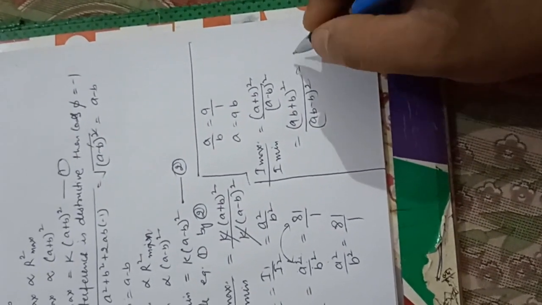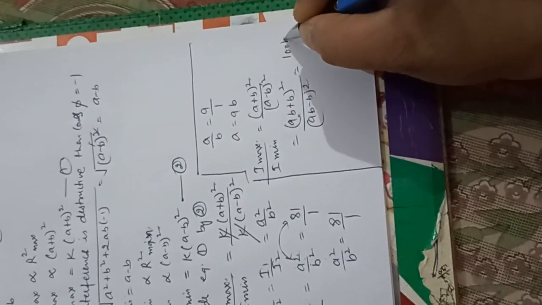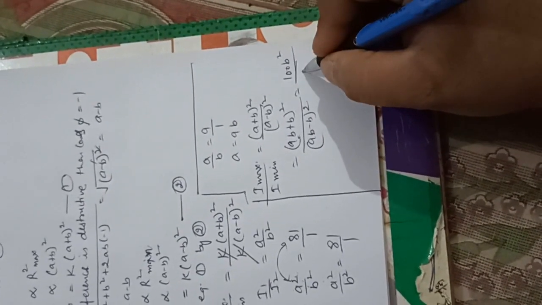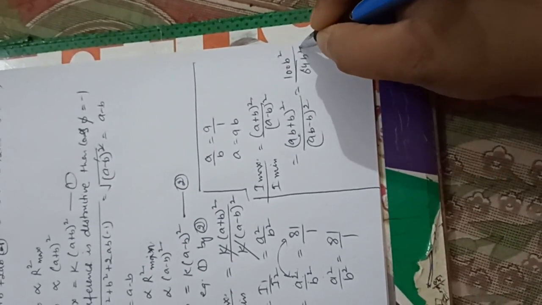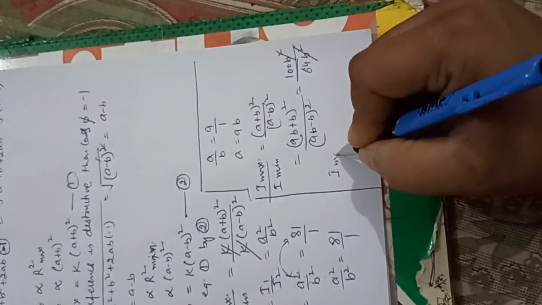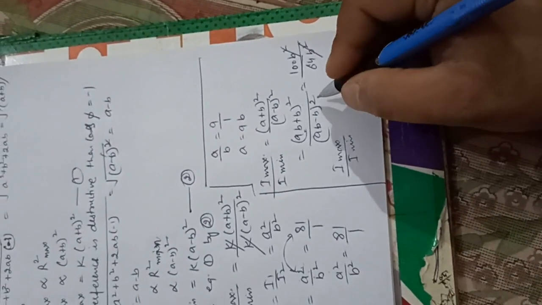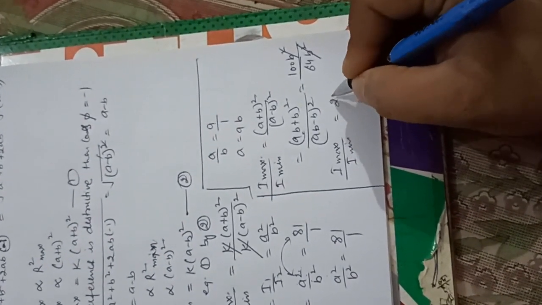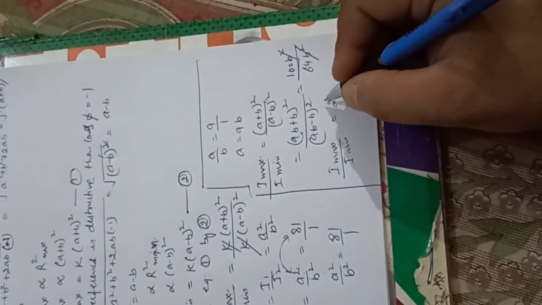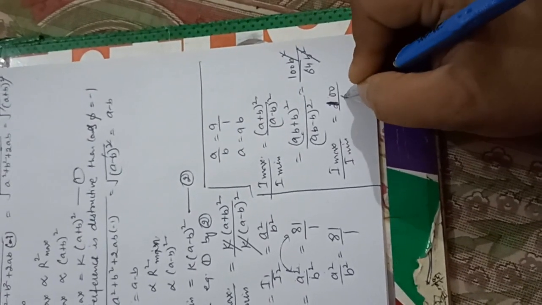This is equal to 9 plus 1, 10, so (10B) whole square, which is 100 B square, over 9 minus 1, 8, so 8 B square is 64 B square. So B square cancels out. We have I maximum over I minimum equal to 100 over 64.